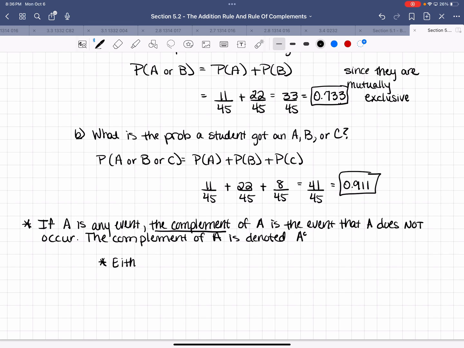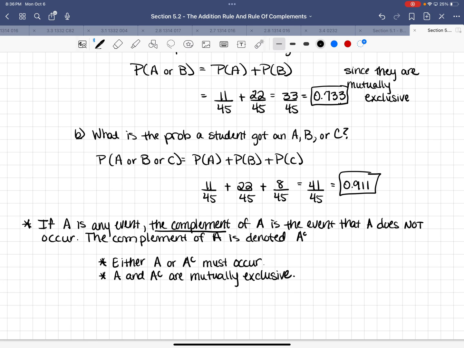Either A or A complement must occur. Okay, guys, something has to happen. A and A complement are mutually exclusive.